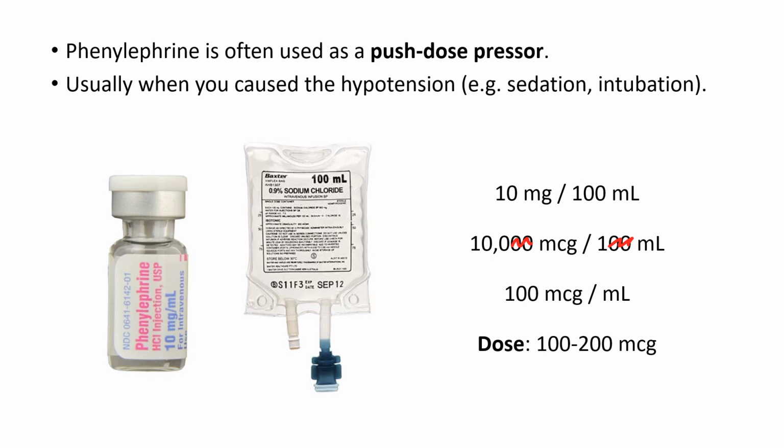And if you remember from the previous page, the usual dose of phenylephrine is something like 100 to 200 mics per minute. So let's say you're doing an intubation, their blood pressure drops, you've got phenylephrine ready, you just squirt in 1 mL, squirt in 2 mLs, and that'll buy you a couple of minutes until the intubation medicines wear off and their blood pressure starts coming back up. So really, really useful tool, and this is a medicine that you should know how to mix up.